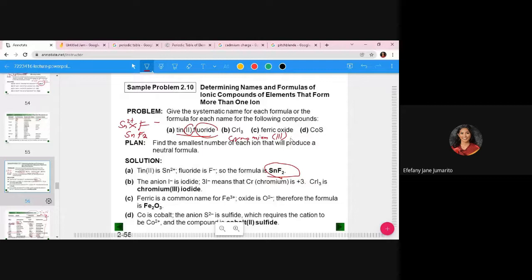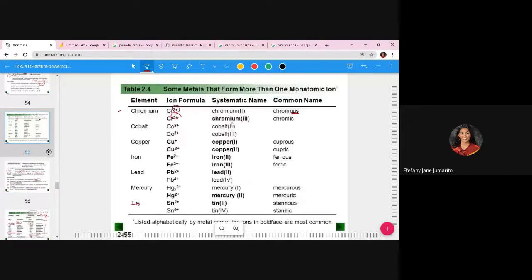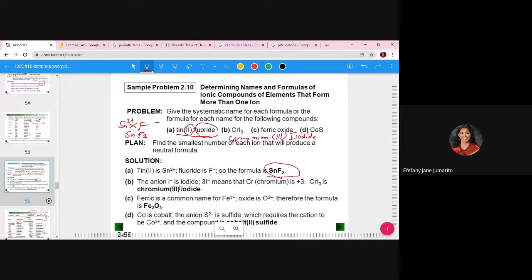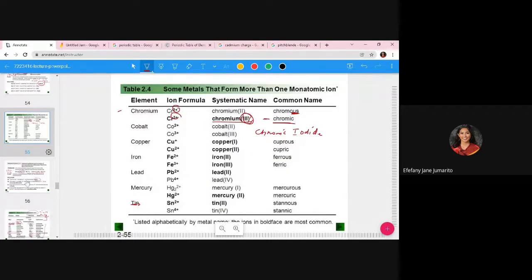Then we have iodide. So that's when you use the systematic naming. Or, since it's chromium 3, chromic, we can name it as chromic iodide. There's no need to put the 3, because chromium 3 is equal to chromic. So that's allowed. In the exam, I will tell you which one to use, systematic or common name.